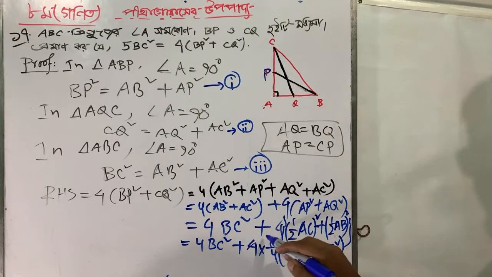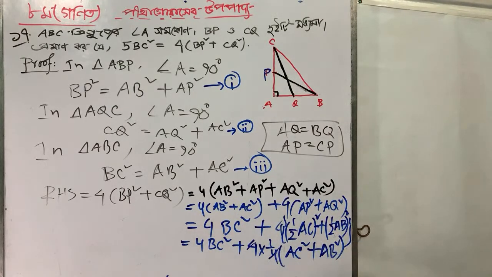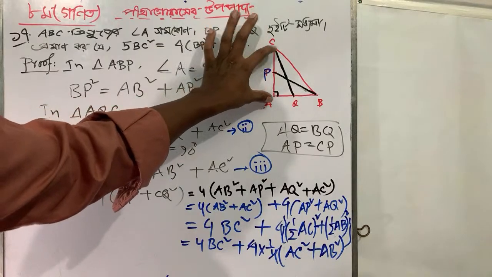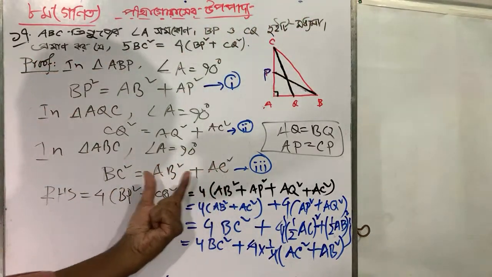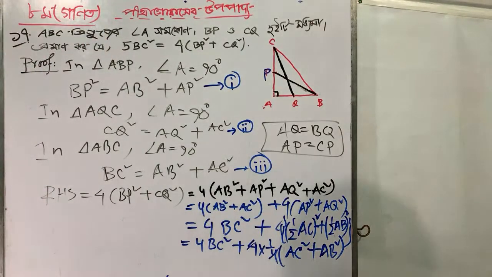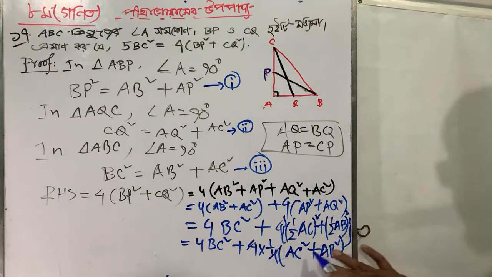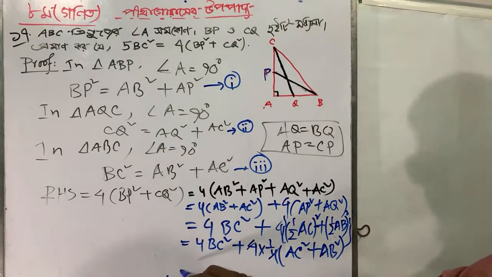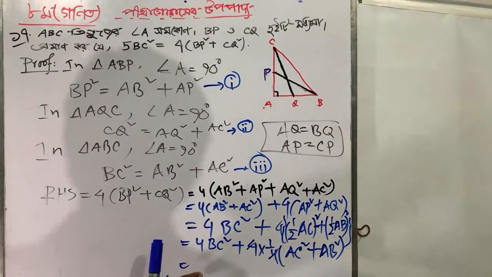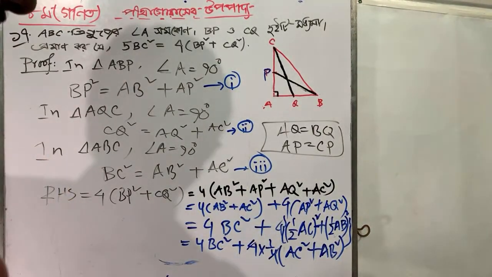So now these 4s cancel each other. We have AC square plus AB square. So AC square plus AB square according to equation number 3 is BC square. This is nothing but BC square, right? So let's write BC square instead of AC square plus AB square. So I have 4 BC square here.